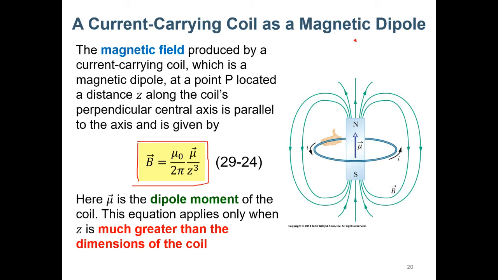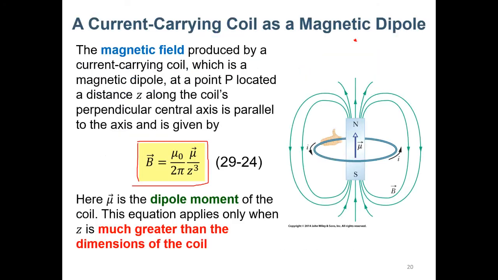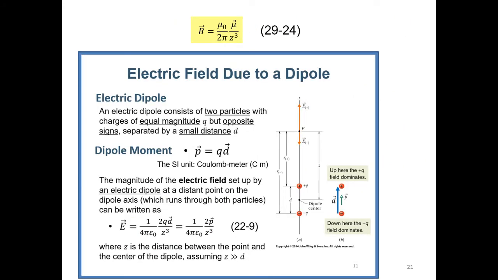So you can see here, mu is the magnetic dipole moment. Here we have the electric dipole moment over z cubed, and here we have mu over z cubed, and then mu zero over 2 pi. You can consider 4 pi epsilon zero as analogous to mu zero over 4 pi. So we have mu zero over 2 pi, and there we have 2 over 4 pi epsilon zero. It has a very similar formula.